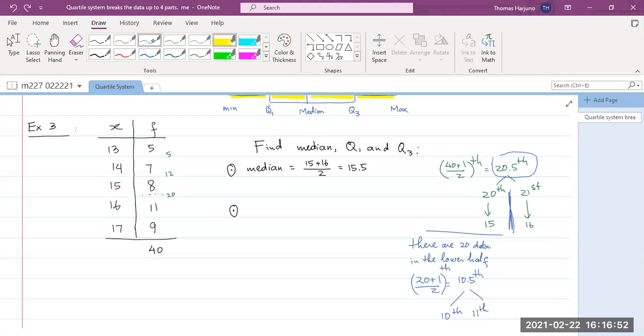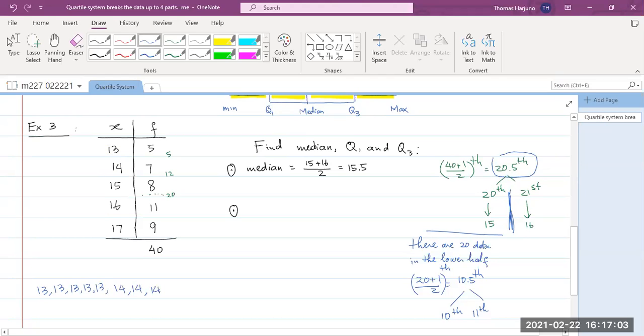You can imagine it this way. If you write them all out, 13 5 times, right? And then 14 7 times. So you see from the lowest one, 1, 2, 3, 4, 5, 6, 7, 8, 9, 10. This is data number 10. This is data number 11, right? Okay, so the first quartile will be the middle in between 14 and 14, which is 14.